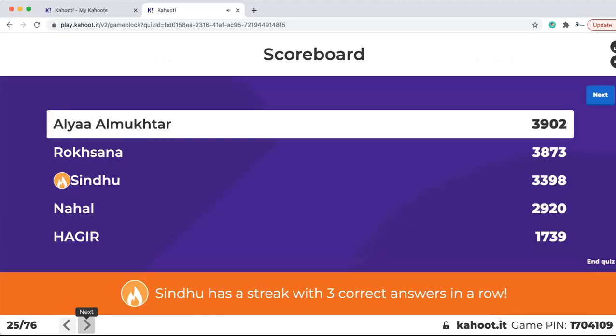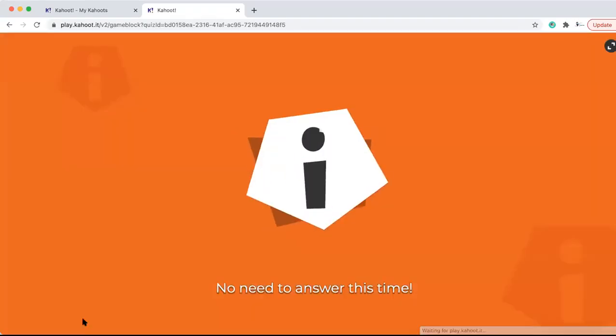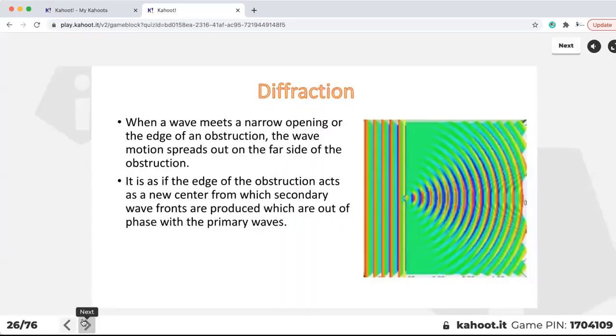So let's see who got it right. Almost all of you got it right. Now Dr. Sendo is coming in third place. And let's see the explanations.